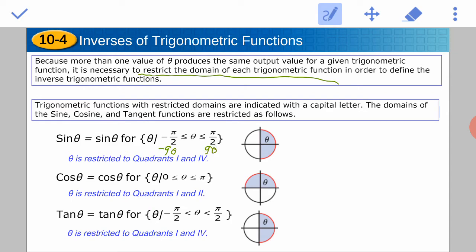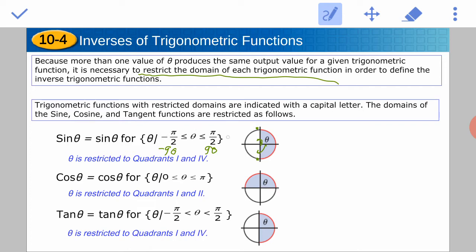To understand that, when you talk about the sine ratio, you're talking about the y-coordinate, and the maximum y-coordinate occurs at this point. The angle theta is 90 degrees, it's in quadrant 1, or the minimum occurs here and the angle is in the opposite direction, it's negative 90. This is why the domain of theta is from negative pi over 2 to pi over 2.